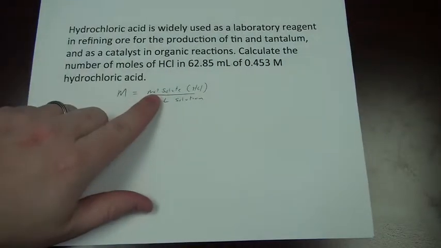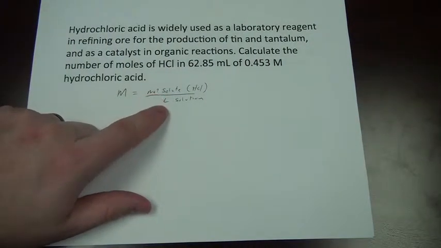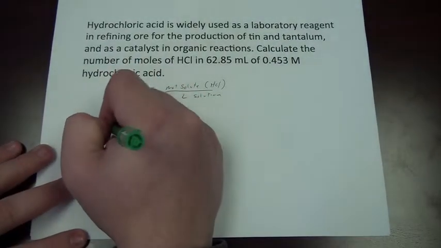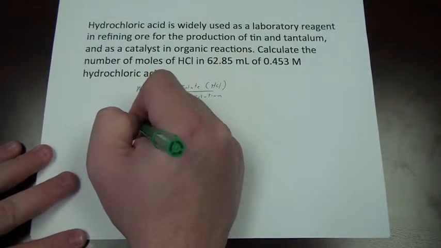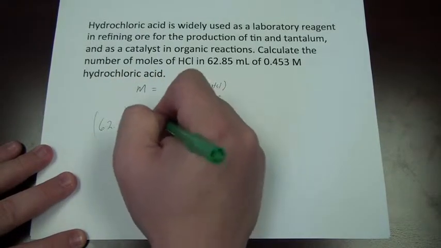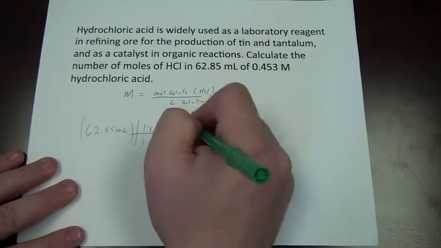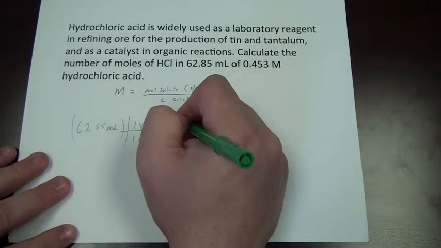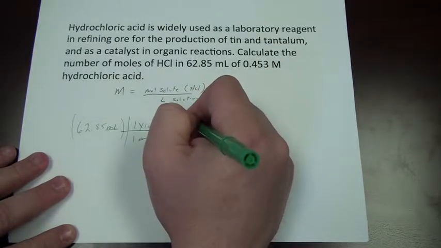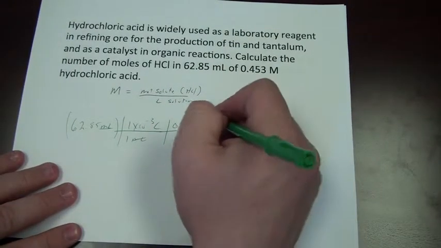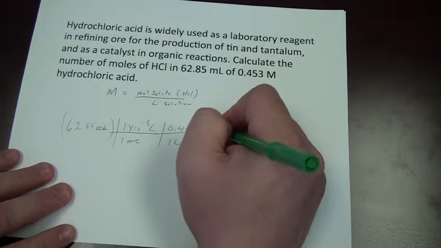So if we want the number of moles, we're going to have to figure out the volume, multiply this by a volume in liters. So we're going to take 62.85 milliliters of the solution. 1 milliliter is 1 times 10 to the negative 3 liters. And then now we want to get rid of liters, so we get, for every 1 liter of the solution, we're going to get 0.453 moles of HCl.